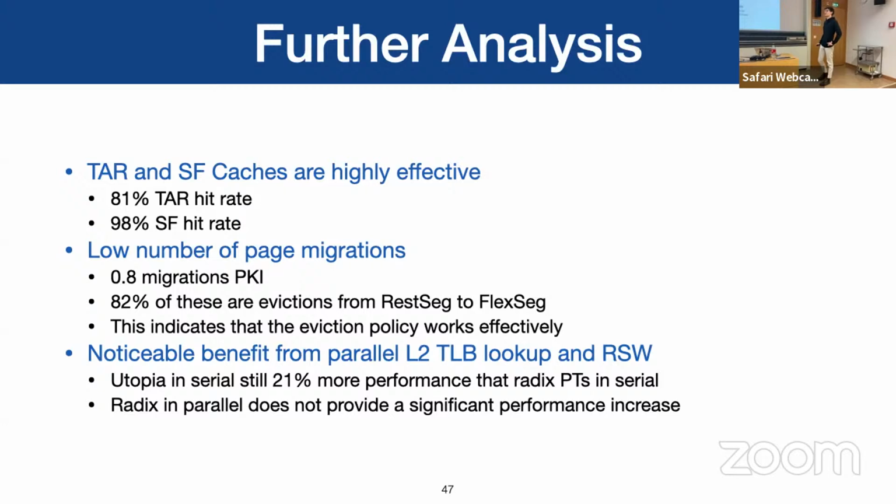Further analysis of the structures used in Utopia shows that the tag array and set filter caches are very effective. The tag array structure has a hit rate of 81% and the set filter of 98%, which is quite good. Also, we see a very low number of page migrations. We only see 0.8 migrations per kilo instructions, which is obviously a very low number of migration events.